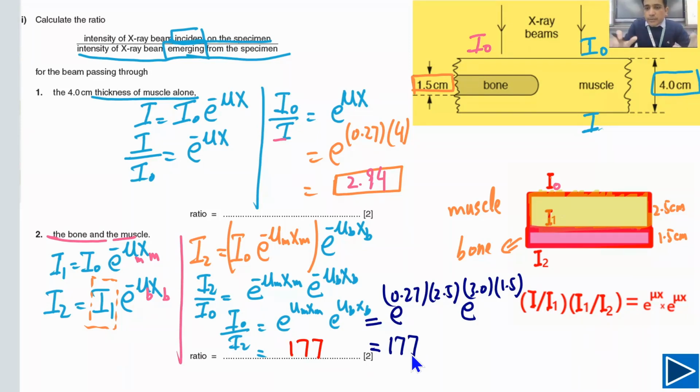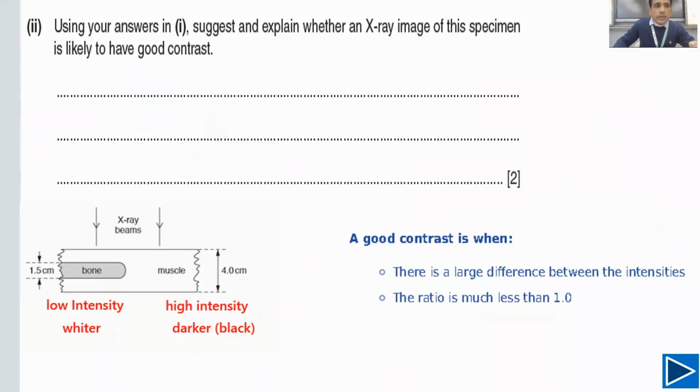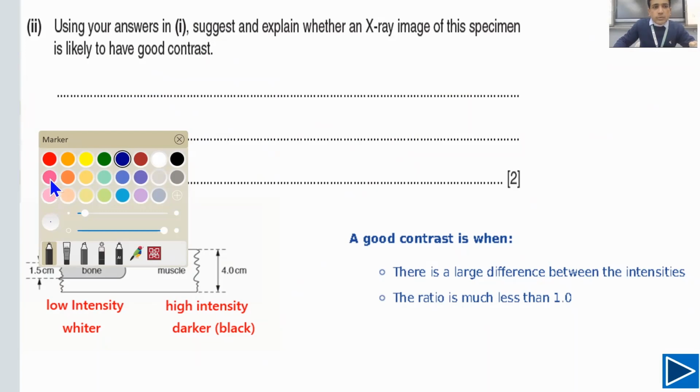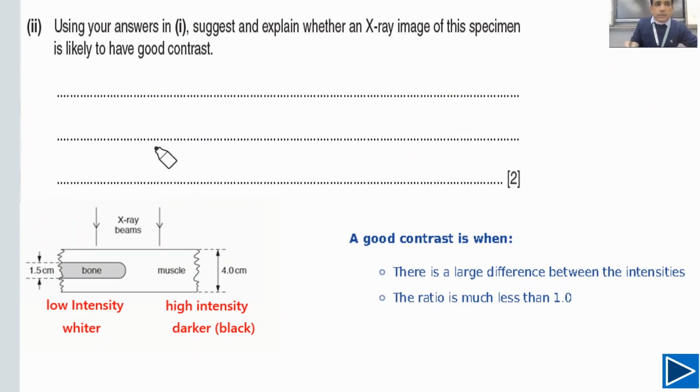So any questions until now, please? If no questions, I will just go to the next. So let's move on to the last part of this. Now this question is asking you, is it good contrast or not? In this case, use your answers in one, suggest and explain whether an X-ray image of this specimen is likely to have a good contrast or not. Good contrast or not. Now this is the point you need to understand.